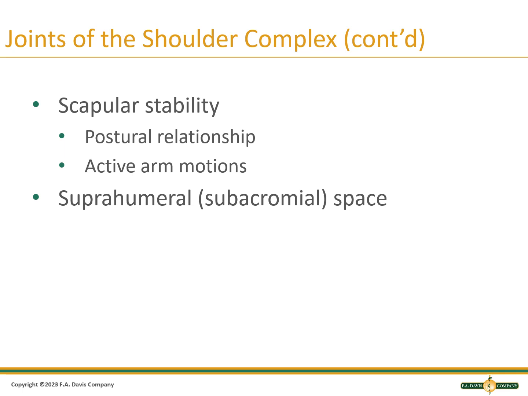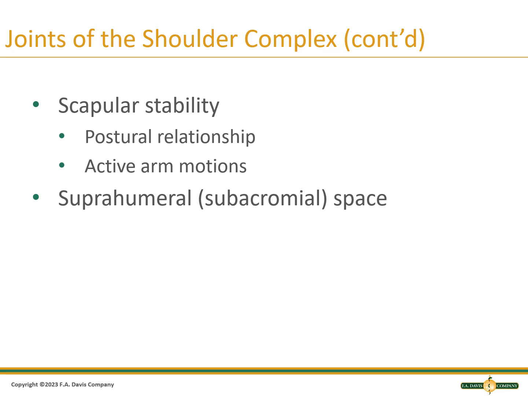Scapular stability is going to be dependent on a postural relationship, so we need adequate thoracic extension in order to get full overhead motion, and if we don't have appropriate postural alignment, then the scapula can't sit in appropriate alignment and therefore doesn't rotate with the humerus the way that it needs to.